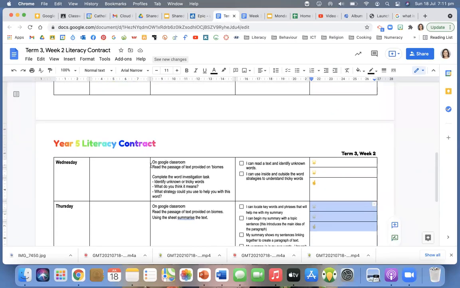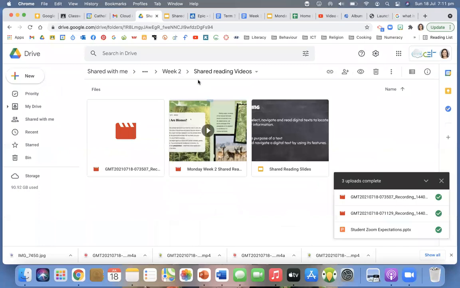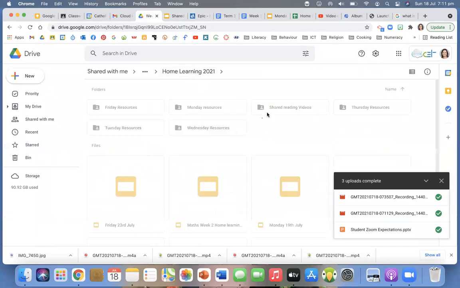So on Google Classroom, you need to read the passage of the text that's provided on biomes, and then you need to complete the word investigation task. To be successful, you need to be able to read a text and identify unknown words, and you need to be able to use inside and outside the word strategies to understand tricky words. So let's jump into our task for today.